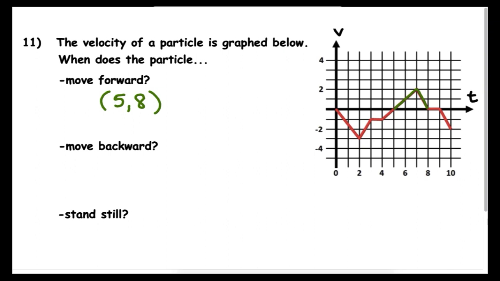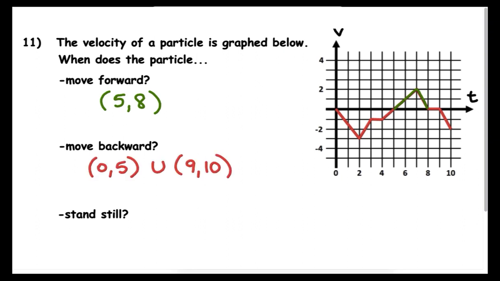Again, notice I'm curling the parentheses because it's not really moving forward at 5 and at 8, just in between them. When does it move backward? Well, it moves backward when you're below the time axis, so that would be between 0 and 5, union with the interval 9 to 10.